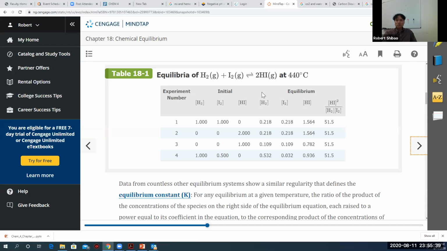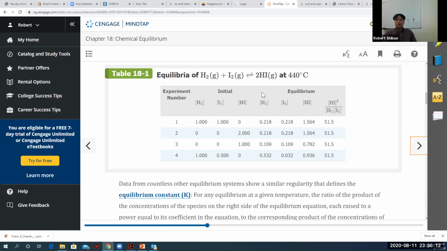And the concentrations are going to be raised to the coefficients. So HI is the product concentration squared because the coefficient is 2. And then we have H2 to the first and I2 to the first. So it's the products raised to their coefficients over the reacting concentrations raised to their coefficients. And that ratio turns out to be fixed. So no matter how we start this reaction, we could start it with all product and half as much all product, or change the ratios. We always end up the same.